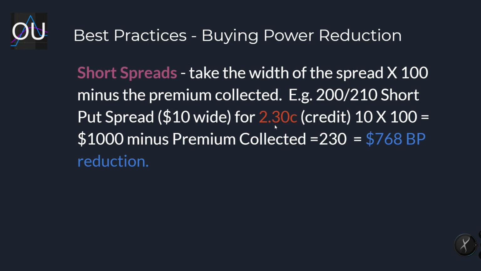Let's say you're selling that for a $2.30 credit. You would take the $10 times 100 equals $1,000, and then subtract the credit that you received, in this case $230. That gives you an overall buying power reduction of $768 for that credit spread. So notice that this is a $768 buying power reduction.